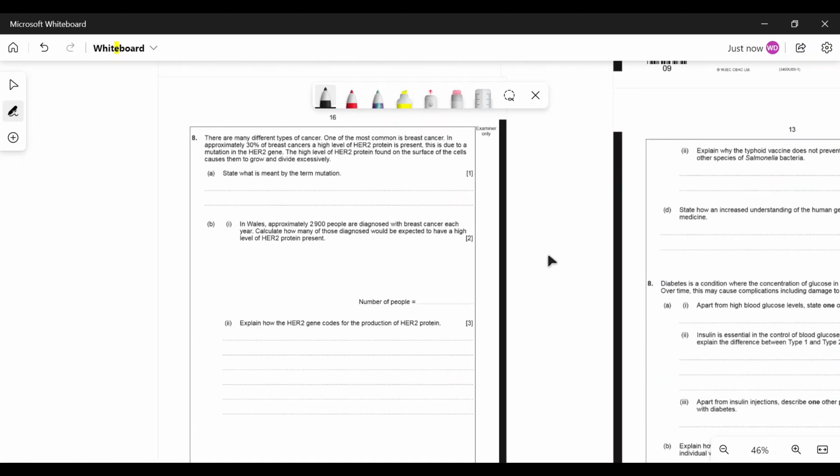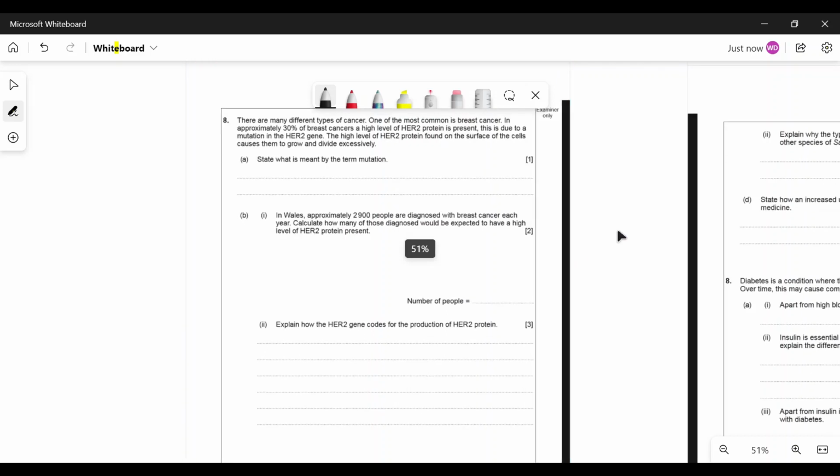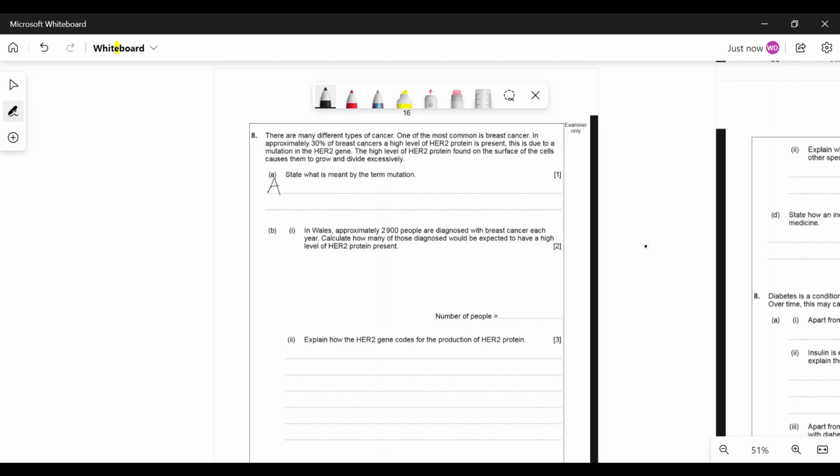Question 8. There are many different types of cancer. One of the most common is breast cancer. In approximately 30% of breast cancers, a high level of HER2 protein is present. This is due to a mutation in the HER2 gene. State what is meant by the term mutation. It is a change in a gene. And that's all you have to say. Or you can say it's a change in a chromosome, change in genetic material, a change in base sequence, a change in genetic code.